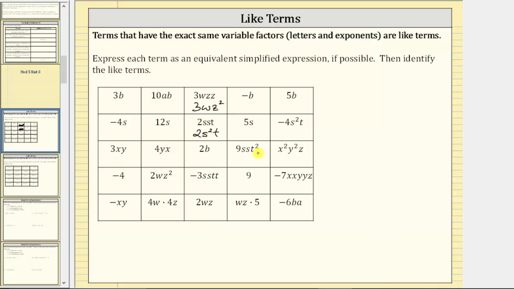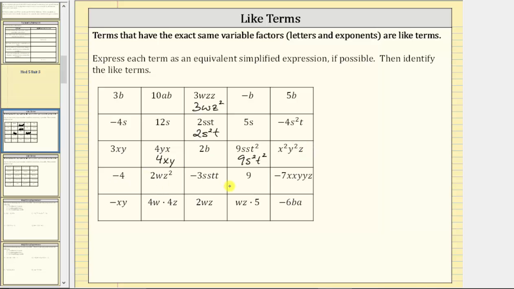Now looking at the third row, notice here we have the term 3xy, and then here we have the term 4yx. Typically when we have a term with variables, we write the variables in alphabetical order. So let's write 4yx as 4xy. Here we have 9sst squared because we have two factors of s. We can simplify this to 9s squared t squared.